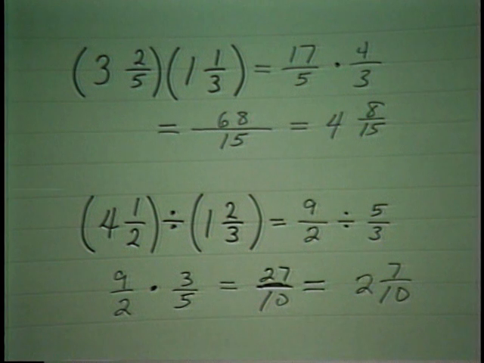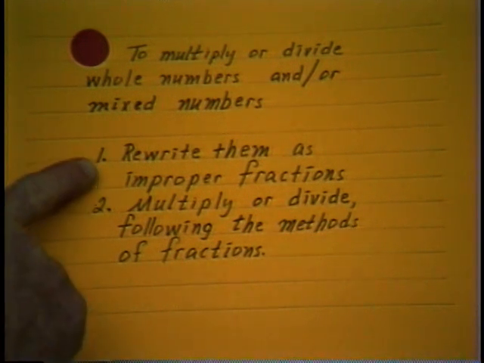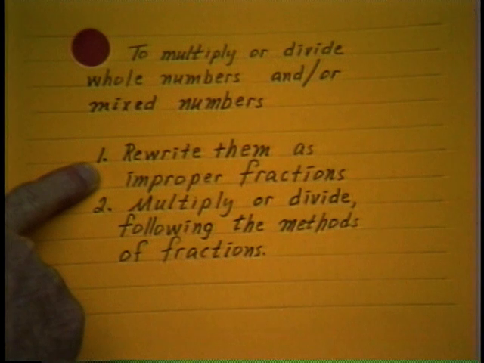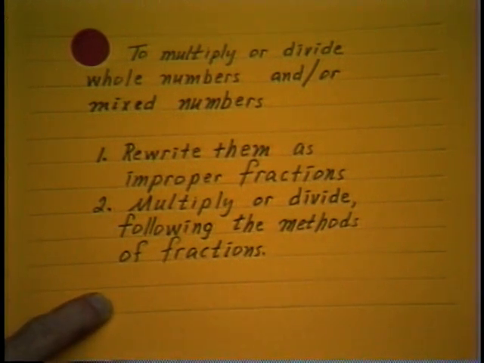So let's state this formally for our notes. To multiply or divide whole numbers and or mixed numbers, simply rewrite them as improper fractions, then multiply or divide following the methods of fractions, and change to a mixed number if that's your desire.